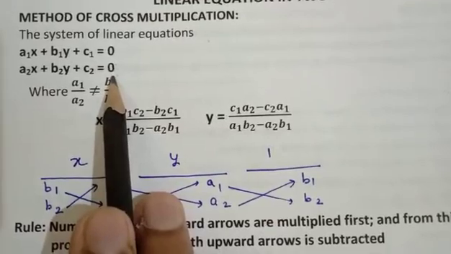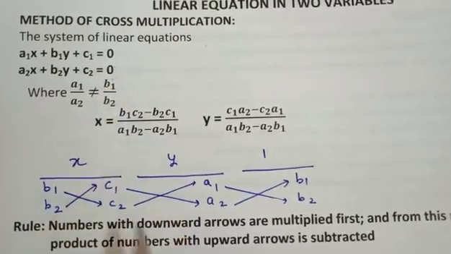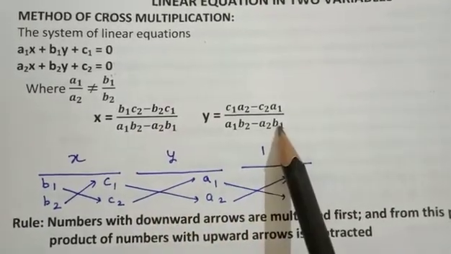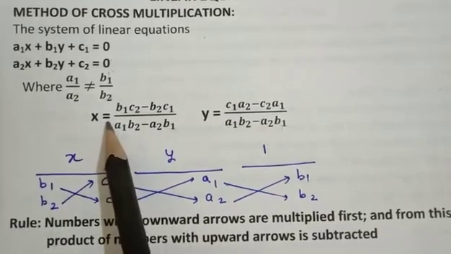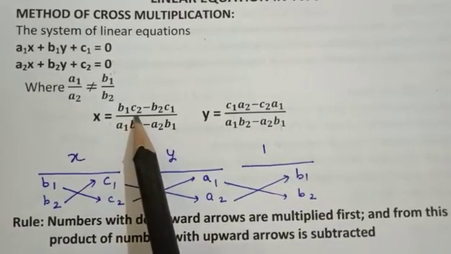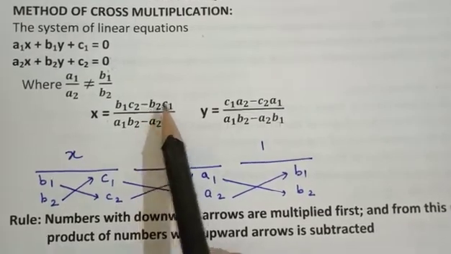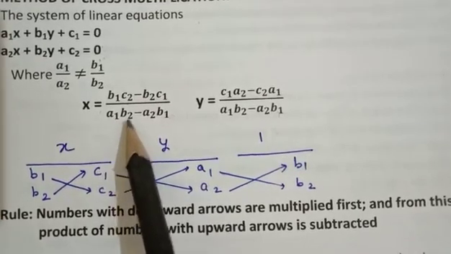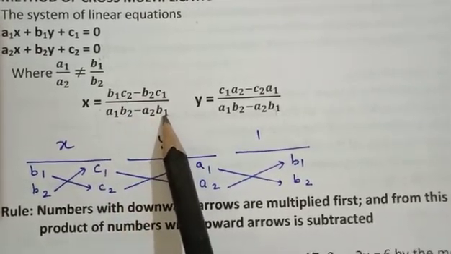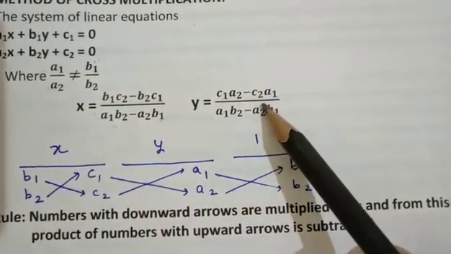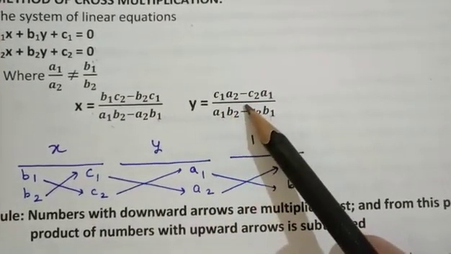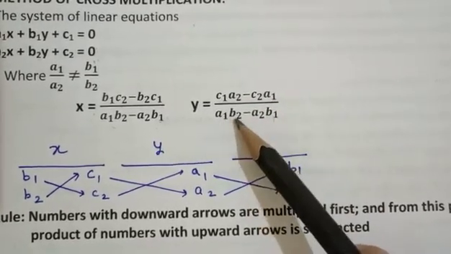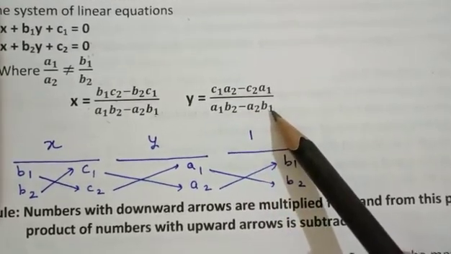Now how to find the solution in the cross multiplication method? For that we have got ready-made formulas for x and y. For x, the formula is b1 into c2 minus b2 into c1 whole divided by a1 into b2 minus a2 into b1. And to find the value of y, we have the formula c1 into a2 minus c2 into a1 whole divided by a1 into b2 minus a2 into b1.